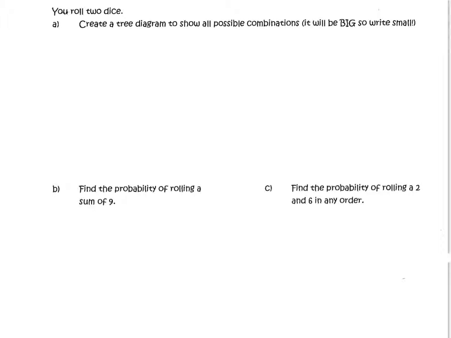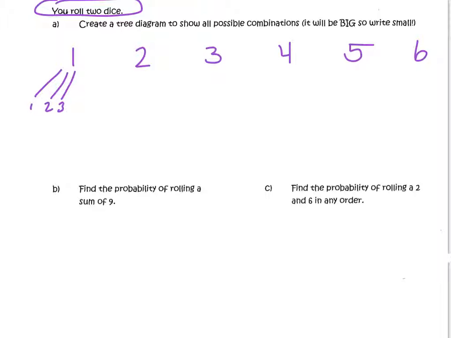Create a tree diagram to show all the possible combinations. It will be big, so write small. And this is if you roll 2 dice. So if you roll 1 die, you could get a 1, 2, 3, 4, 5, or 6. When you roll the die again, you could get a 1, 2, 3, 4, 5, 6. And we're going to do that for each of them.